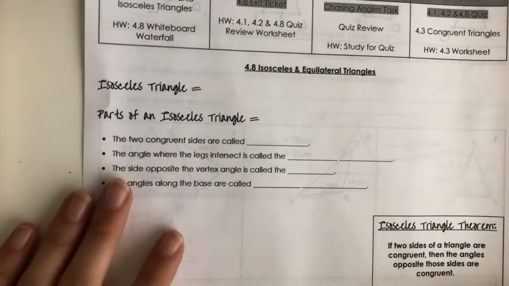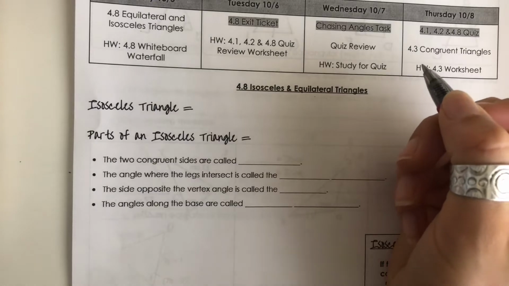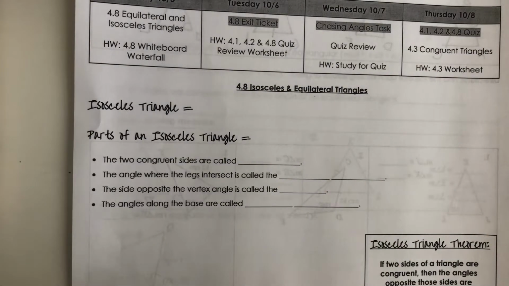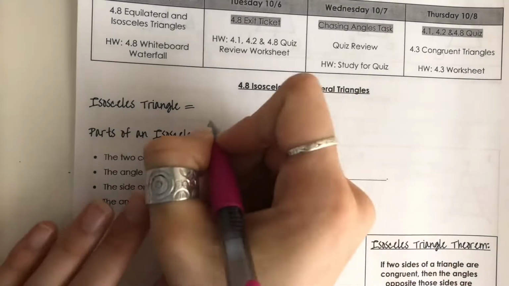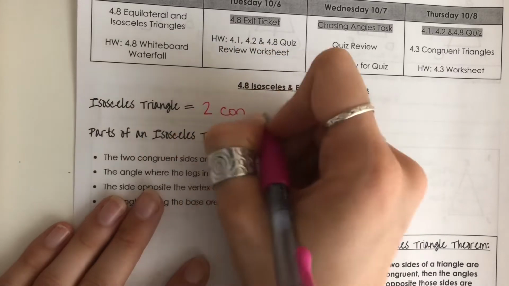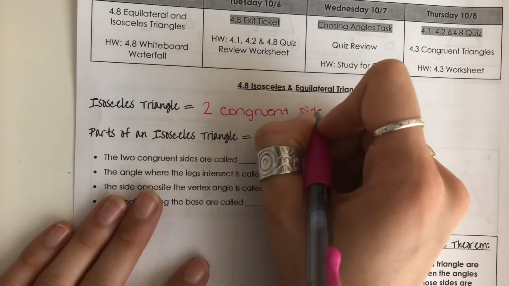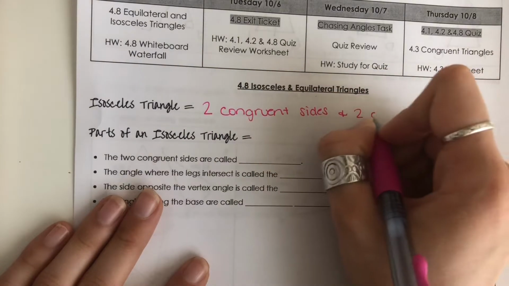All right, so section 4.8 is all about isosceles and equilateral triangles. So let's go ahead and take a second, and we're going to focus on isosceles triangles first, and then do equilateral triangles after. So isosceles triangles have two congruent sides and two congruent angles.